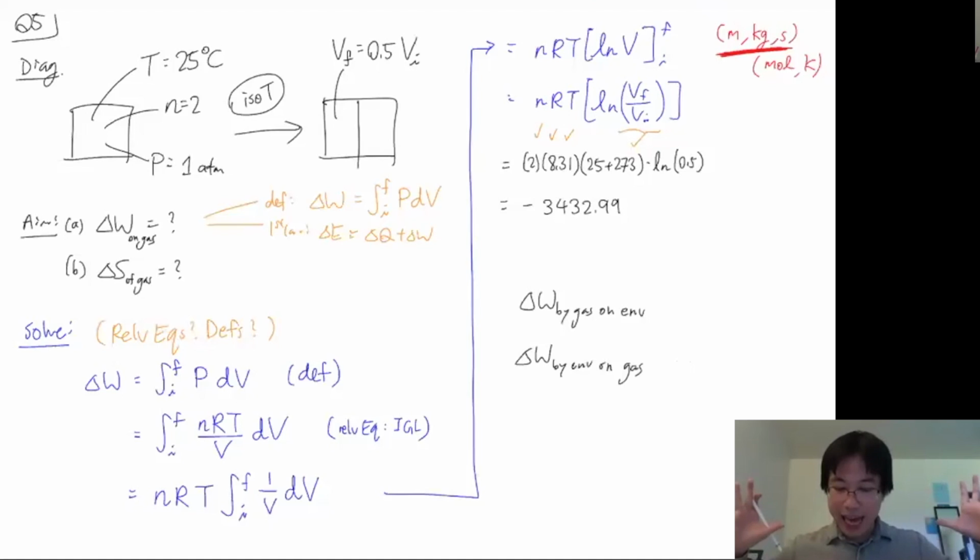So how do I know which one's positive? Now the gas is being compressed, right? So in your mind, is it the environment doing the work on the gas, or is it the gas doing the work on the environment when it's being compressed?